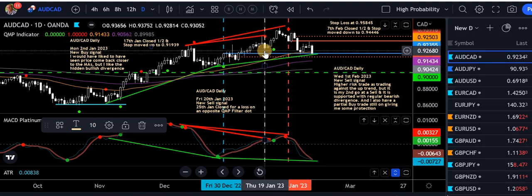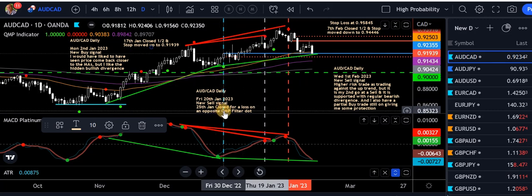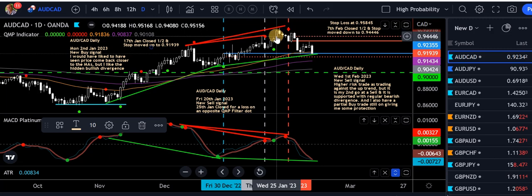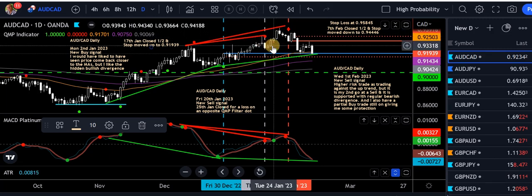Win-win. Good thing I did take a sell on here on the 20th of Jan, closed for a loss on the opposite QMP filter dot. So I took the sell here, and I closed it on the open of this big candle here. So I didn't get to the stop. I closed it a little bit early for a small loss.